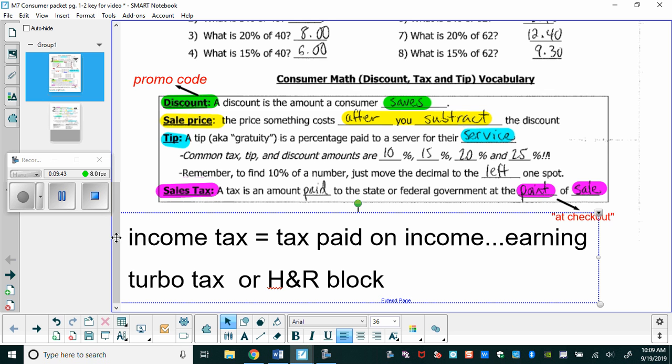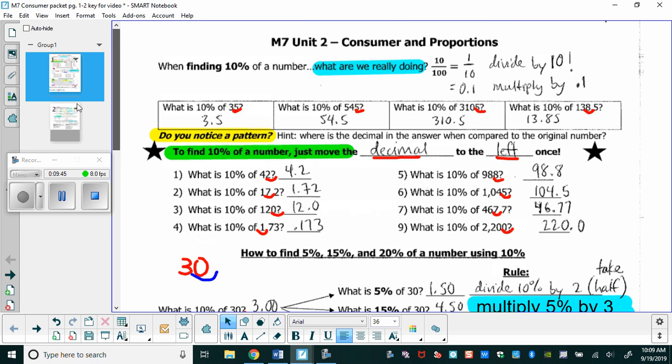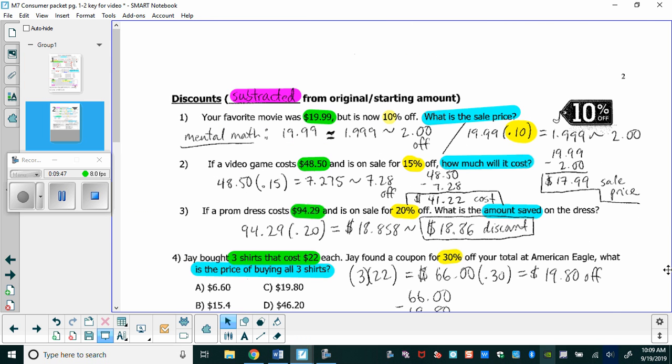All right, so that takes care of the page 1 video, and now you're going to be flipping over and there's going to be a video for this page 2 on discounts.